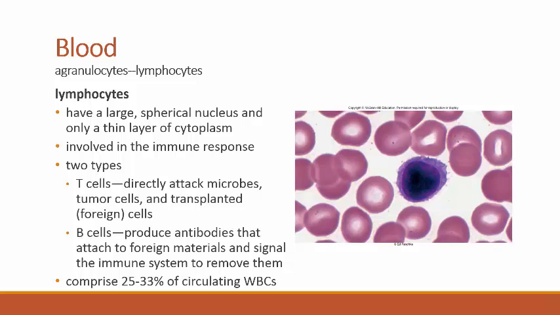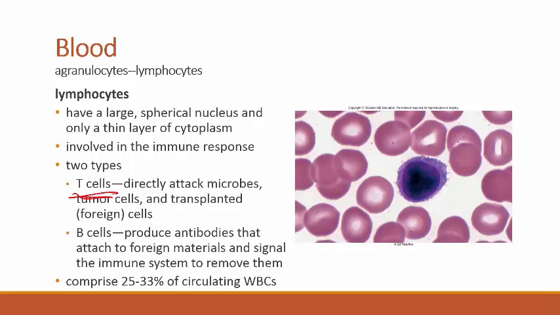Two types of lymphocytes. There are T cells. T cells will go around and directly attack microbes, tumor cells, and if, let's say, someone receives a transplant and we start to have that reaction against the transplanted materials, then it's T cells that are going up and directly trying to kill the transplanted cells. So T cells interact directly with cells and kill them off.